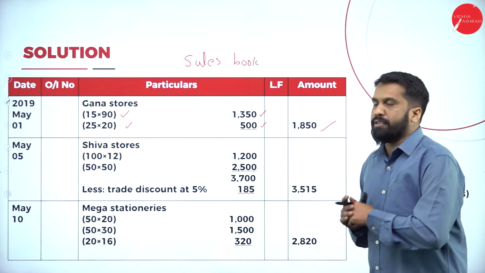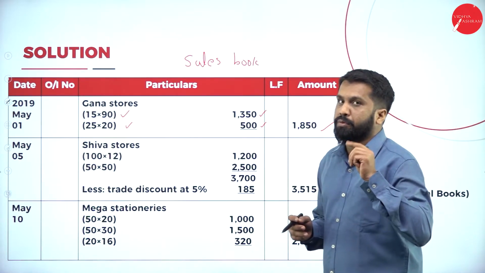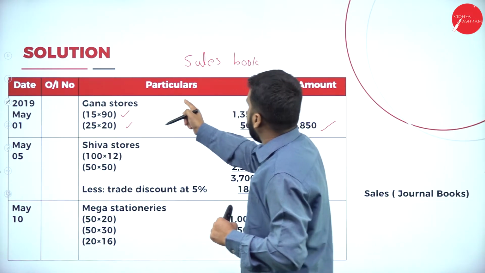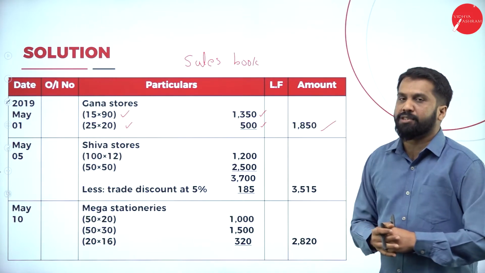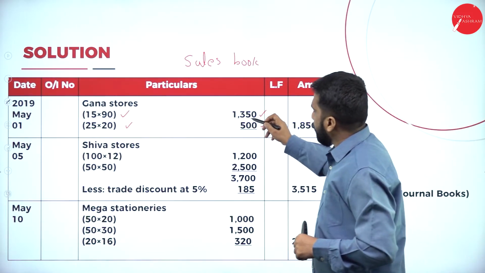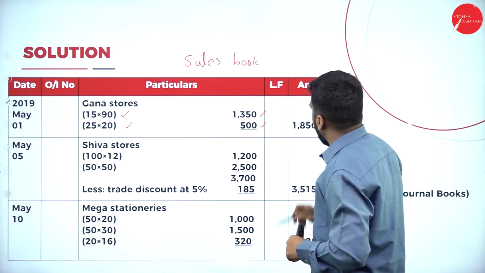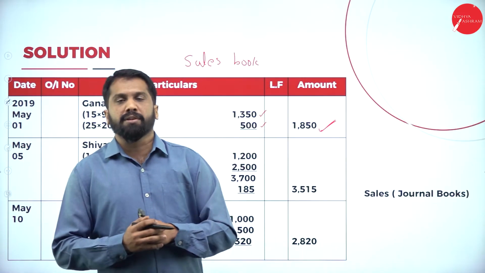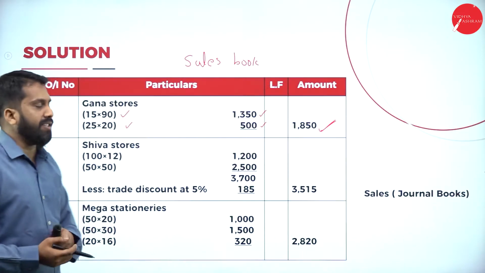Now, if you are doing the same thing for the purchase book, what will you do? Date, inward invoice number, particular, LF, amount. This is your column. Easy? Yes. So 1350 plus 500, you got 1850. Any doubt? No doubt. I'll go back to the next one.